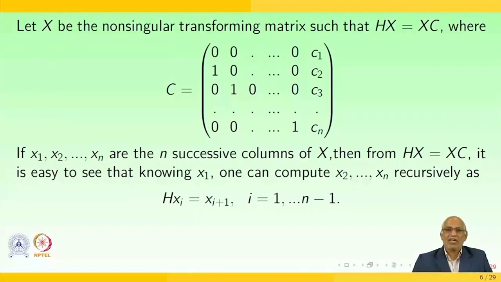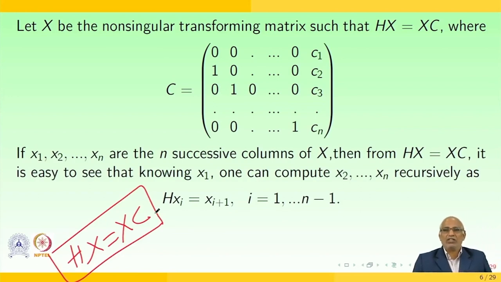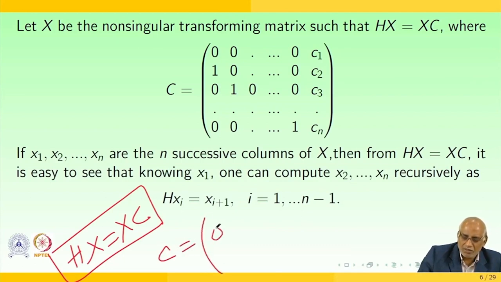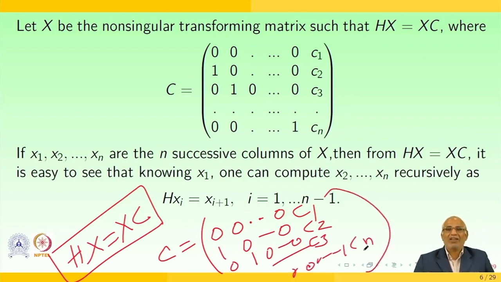With this notation, let X be the non-singular transforming matrix such that HX is equal to XC, where C is the matrix with first row 0, 0, everything 0, C1; then 1, 0, 0, 0, everything 0, C2; then 0, 1, everything 0, C3; and lastly 0, 0, 1, Cn. This is what is called the companion matrix.